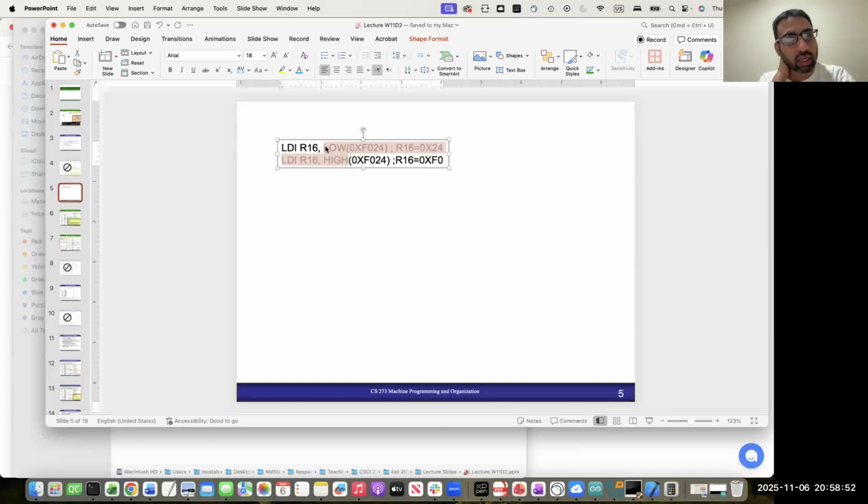So I was reading the book, and in the book they have used these directives low and high. Actually, the directives are not part of the assembly language, but they are only instructions for the assembler.